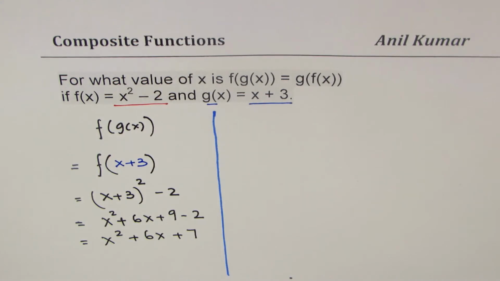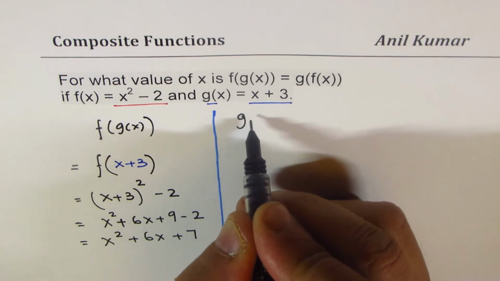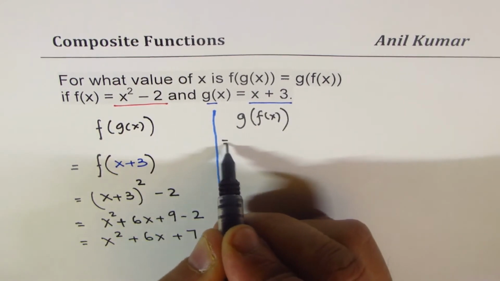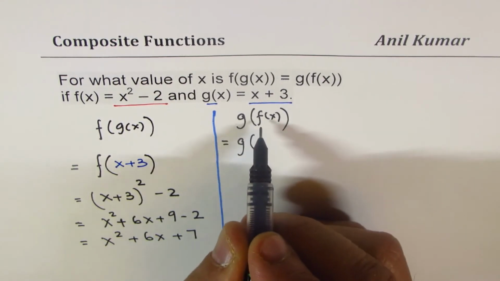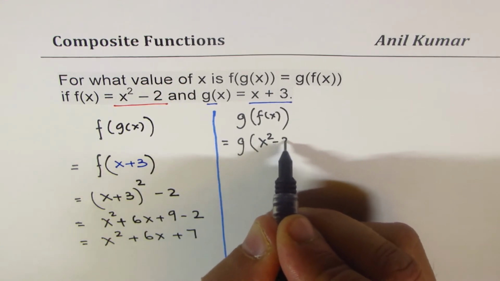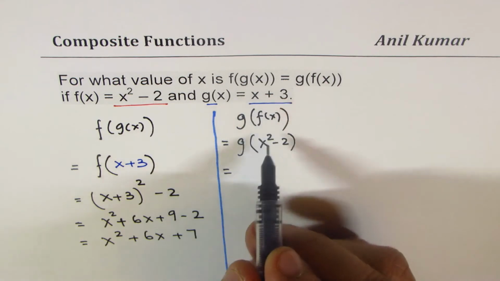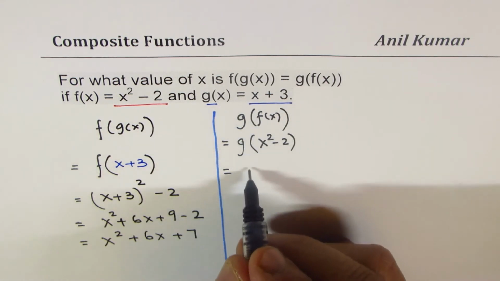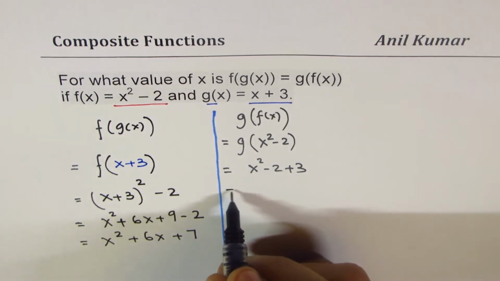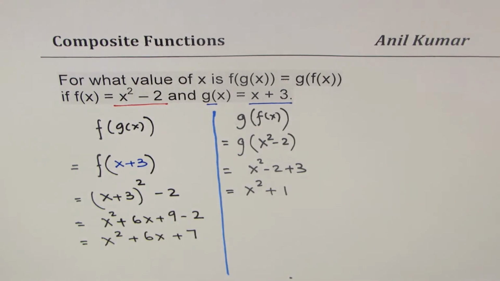And now let's figure out what is g of f of x, correct? So again, we'll start with g. Inside function is f of x. This could be written as g of f of x, where f of x is x squared minus 2. So inside out, okay? And g is x plus 3. So replace that x with x squared minus 2. So we get x squared minus 2 plus 3. Perfect? And that gives you x squared plus 1.